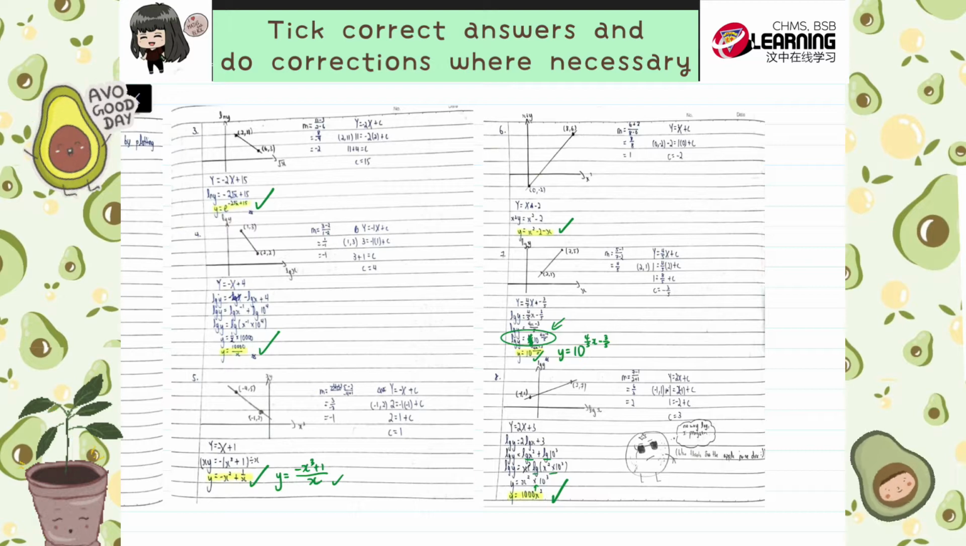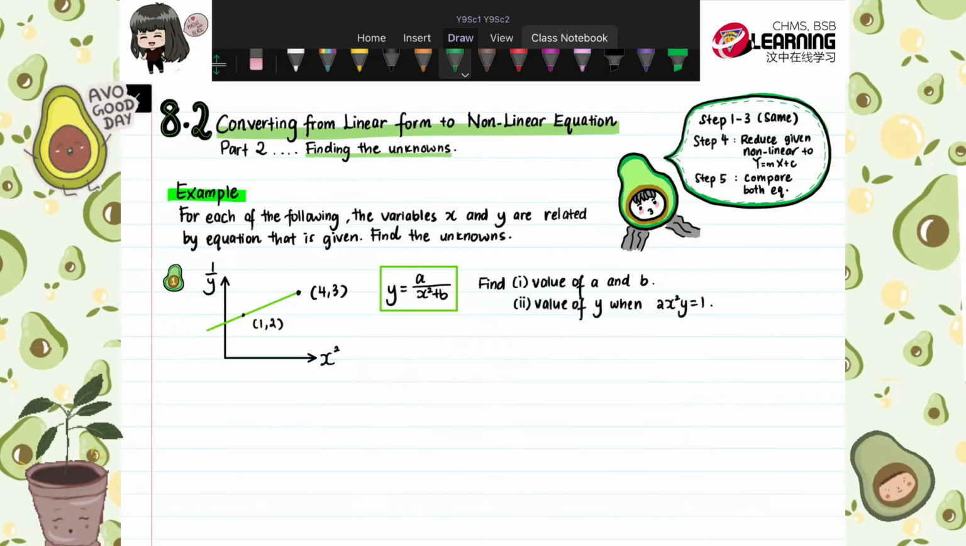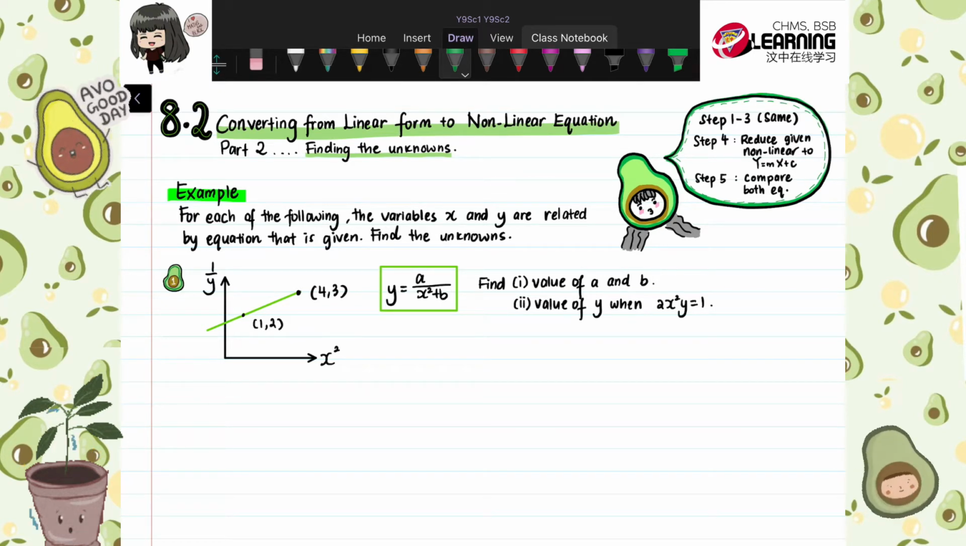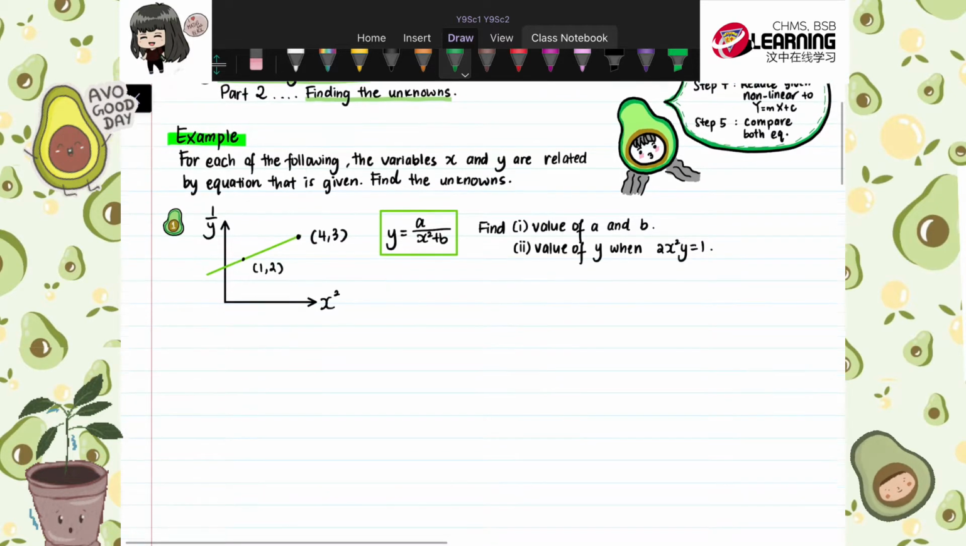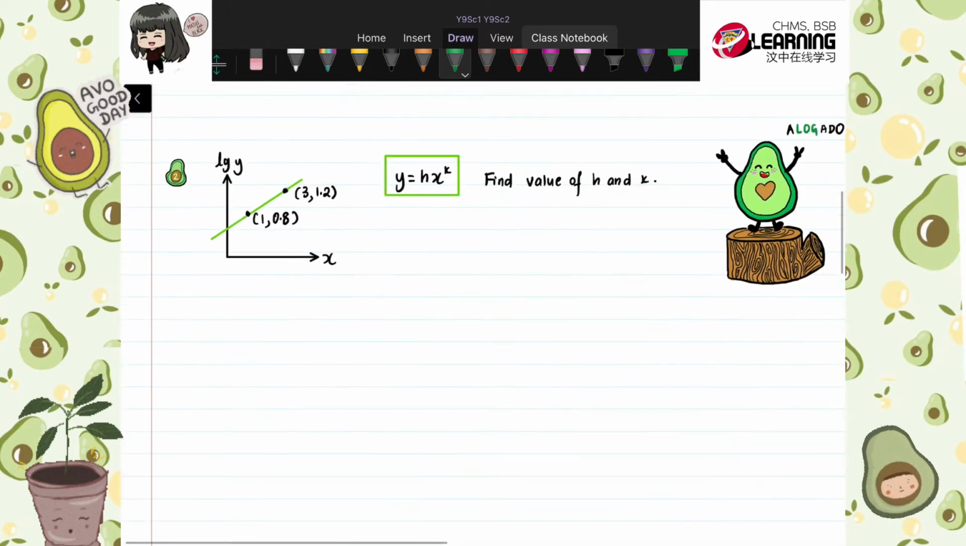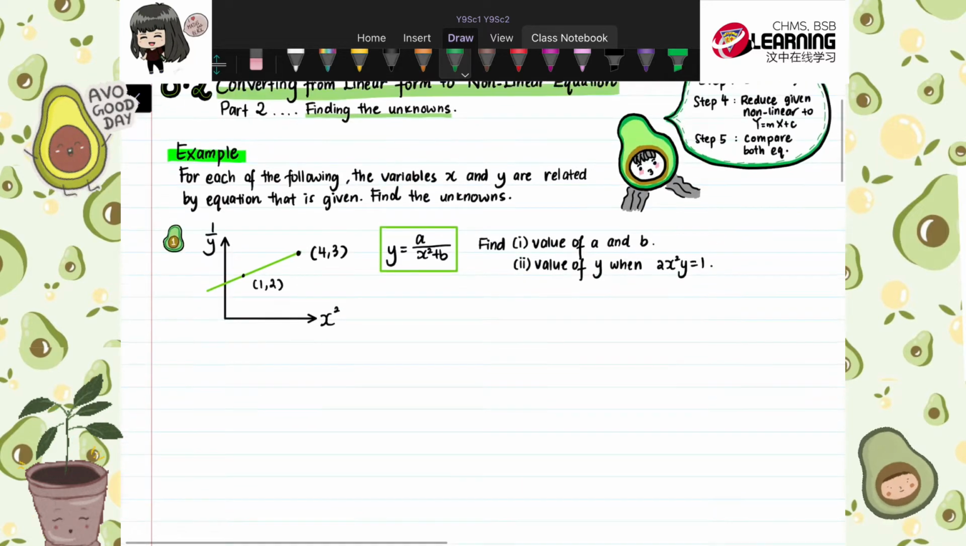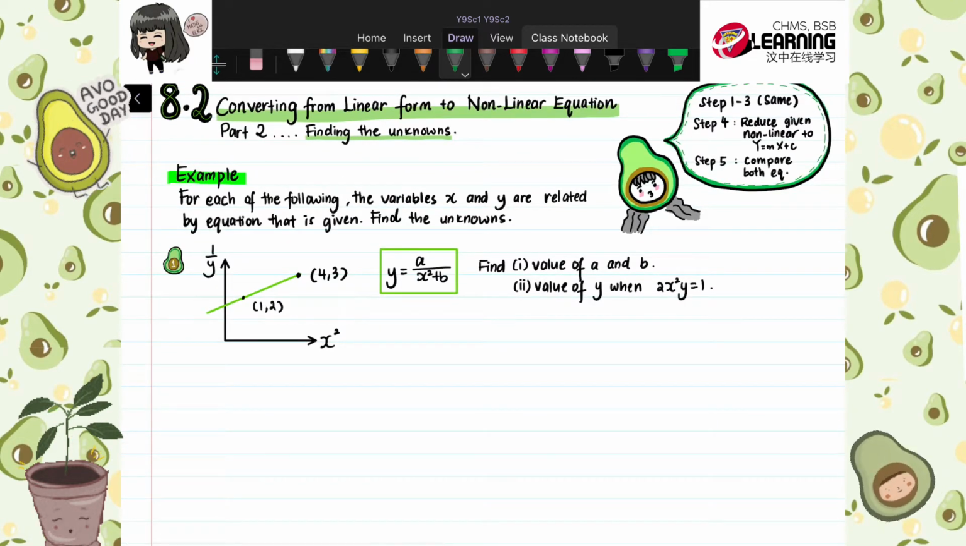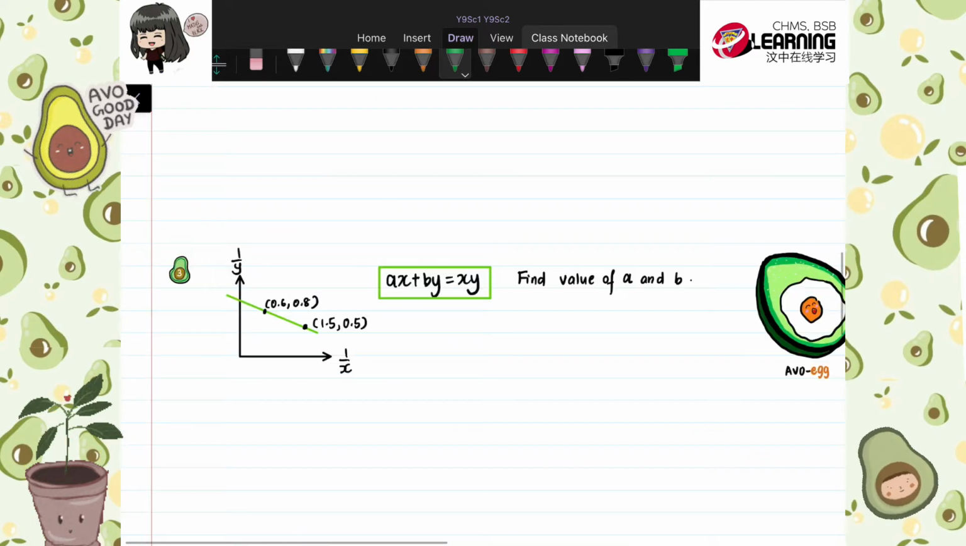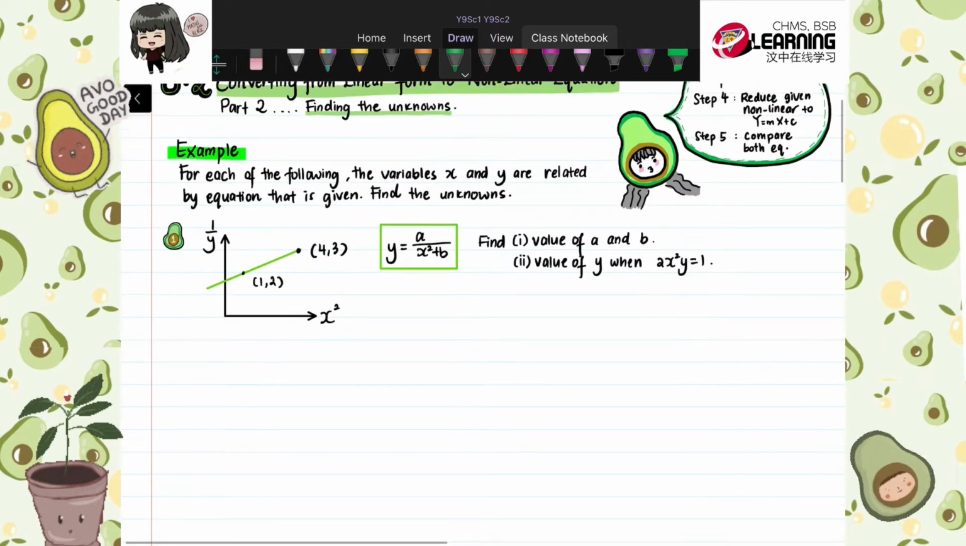Alright, let's go to the main topic now. For today's topic, what are we going to find? Let's look at the question. Look at the example. For each of the following, the variables x and y are related by the equation that is given. I shortened all the questions because I don't want to repeat the same words: the variables x and y are related by equation, and then I have questions 1, 2, 3 and so on. I make it shorter.